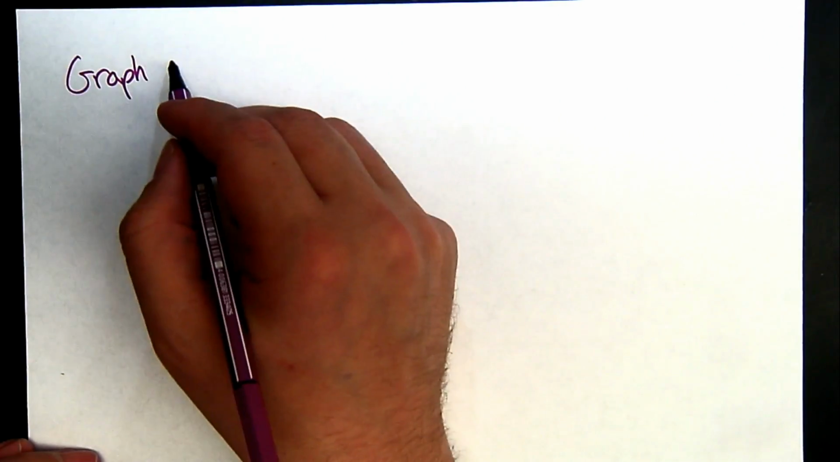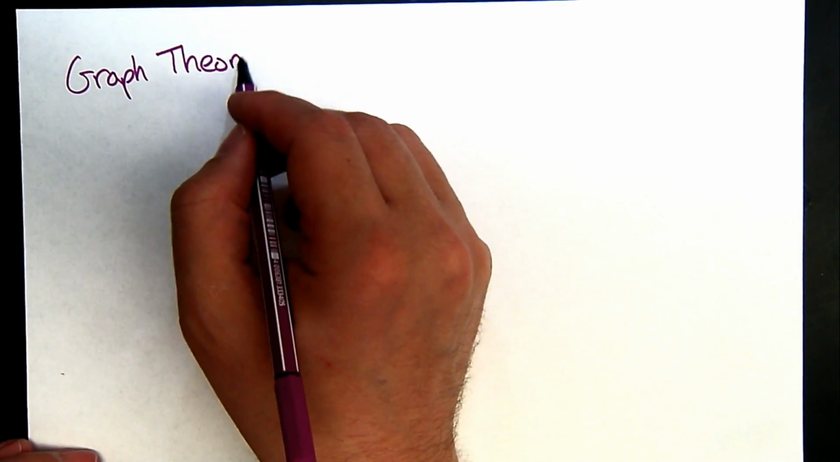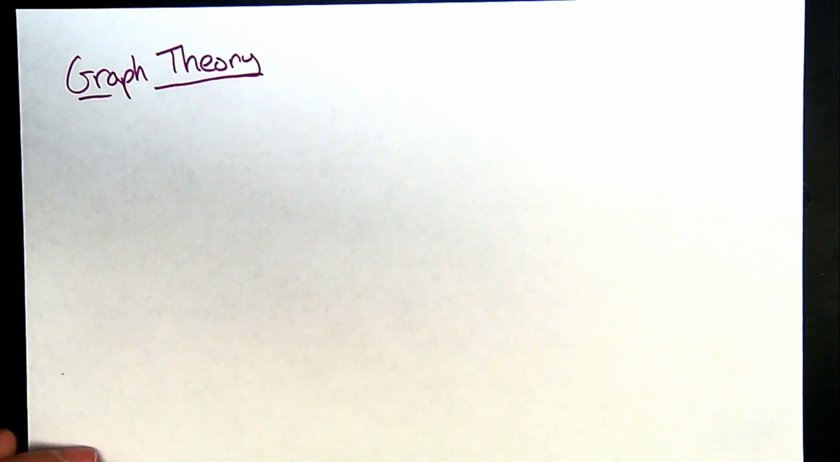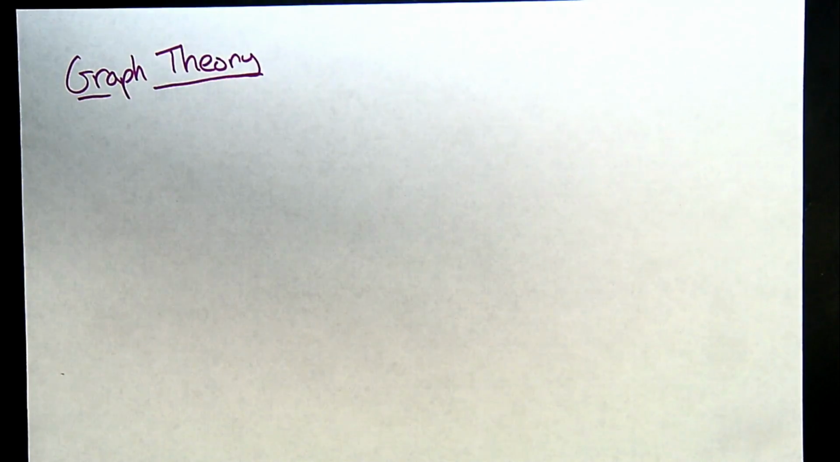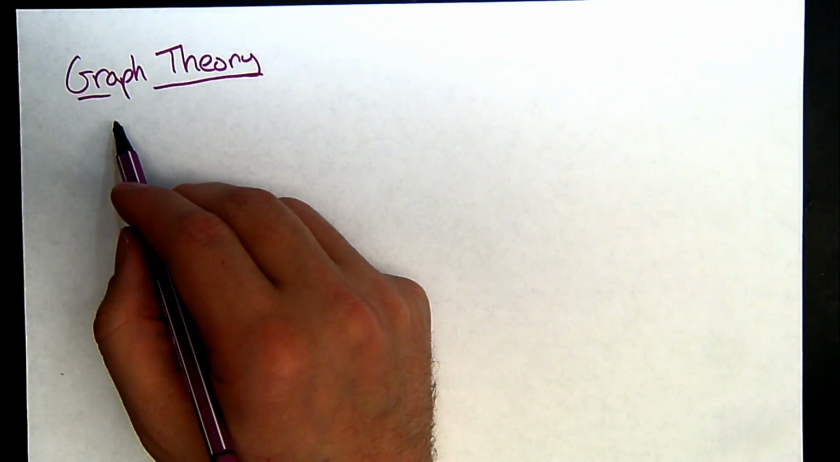But okay, so graph theory. Now, graph theory is a really cool thing. And first thing, it's amazingly broad. Well, it's always dangerous if you have something that's amazingly broad. It's probably not very useful. But it's still good. You just add enough constraints and now it's useful.